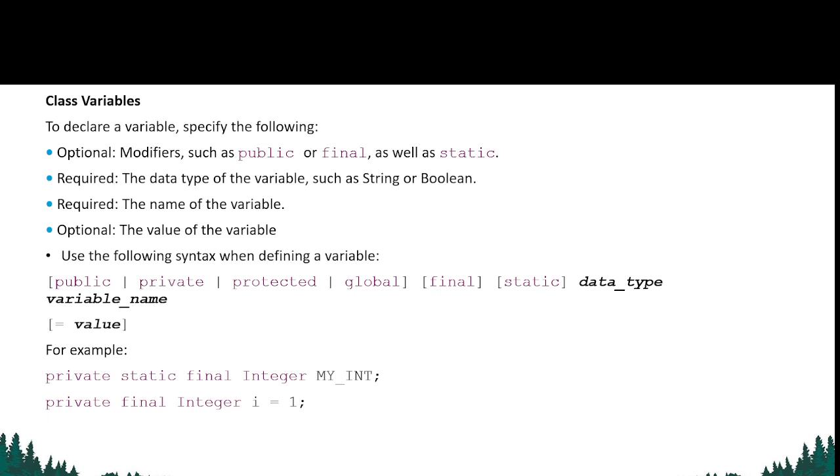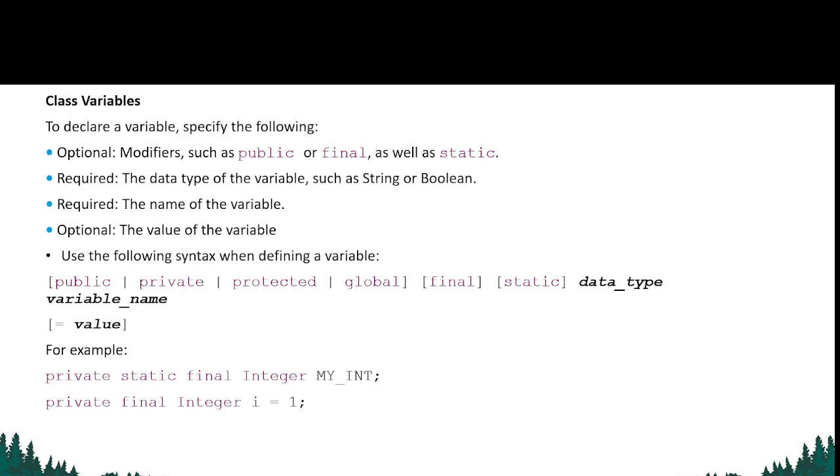When I have to declare a class variable, we have to follow these things. The modifiers are optional, such as the public modifier, final, or the static modifier. Then the required field: the data type of the variable. Then the name of the variable should always be there. Then we can provide the value of the variable or not, which is an optional part.